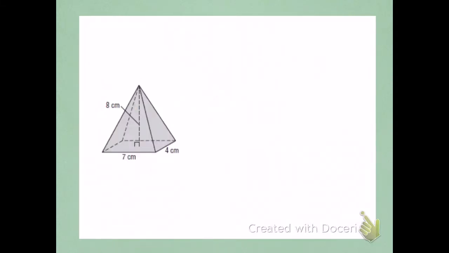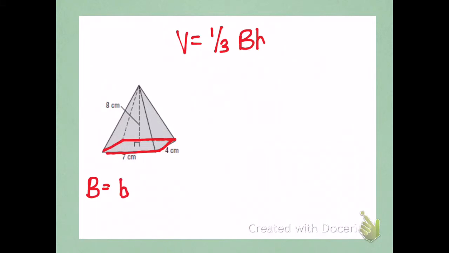Now we have the volume of a pyramid. Now the volume formula for a pyramid is the same as a cone, so 1/3 times the area of the base times height. So the first thing I need to do is find the area of my base. My base is the bottom part, so if I highlight it, this is my base. That is a parallelogram. So my formula is going to be base times height in my parallelogram. So that's going to give me 7 times 4. So I know my area of my base is equal to 28.